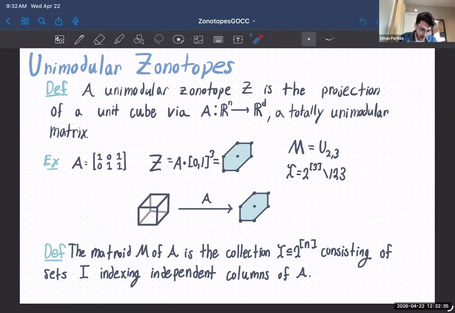So here's an example. I can take this matrix A here, which will give me a map from R3 to R2. And I can take the unit 3-cube. And what I'm going to do is flatten it out. So the Z direction becomes the X plus Y direction. And so you can imagine flattening this 3-cube down and we'll be left with this hexagon we've been staring at for the past 30 minutes. And so this gives witness to the fact that this hexagon is a unimodular zonotope.